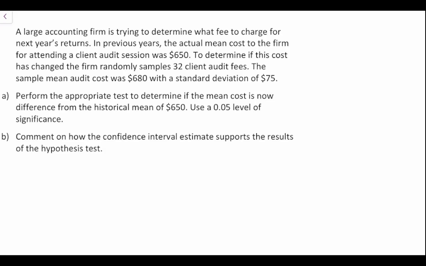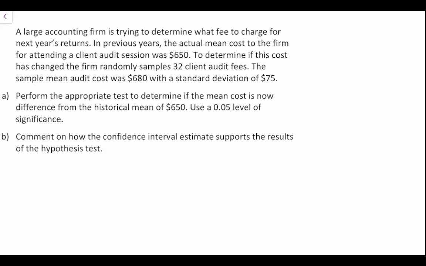Our question A is to perform the appropriate test to determine if the mean cost is now different from the historical mean of $650, and we're told to use a 0.05 level of significance. And then finally, we're supposed to comment on how the confidence interval estimate supports the result of the hypothesis test. So I guess we will redo the confidence interval as well. Let's go ahead and dive into this question.